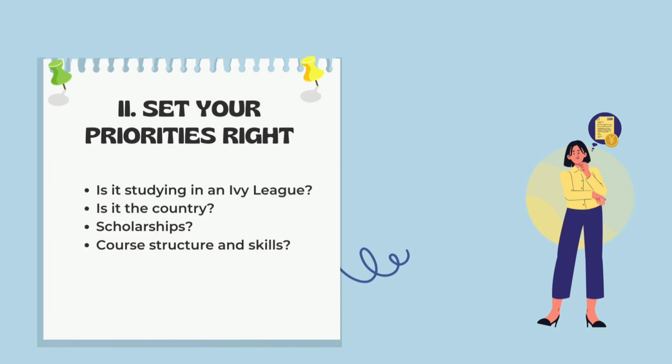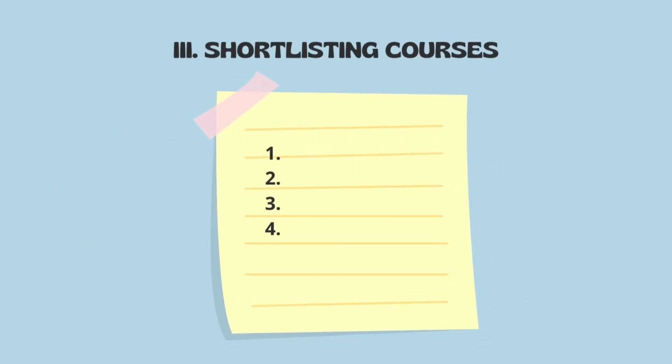Or is the availability of funding your top priority? Do you aim to study in a university or a country that offers you more opportunities for funding your education? Is it the course structure, the specific skills, and the specialized knowledge that you are prioritizing? Or is it a combination of all of these? Setting these priorities rightly and clearly is extremely crucial for our next step, that of shortlisting universities.